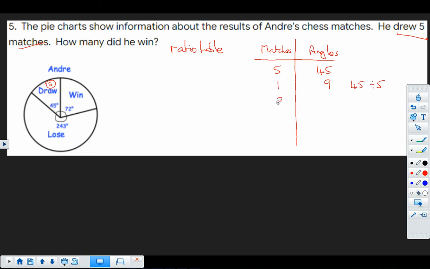Now we're asked how many matches was 72? Well, that's going to be 72 divided by 9, which is 8. And a good nugget to go and practice using this type of proportional reasoning with ratio tables is 16.01.